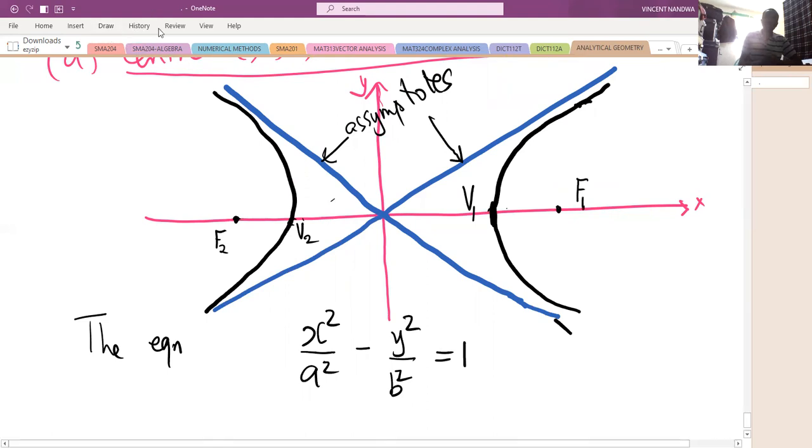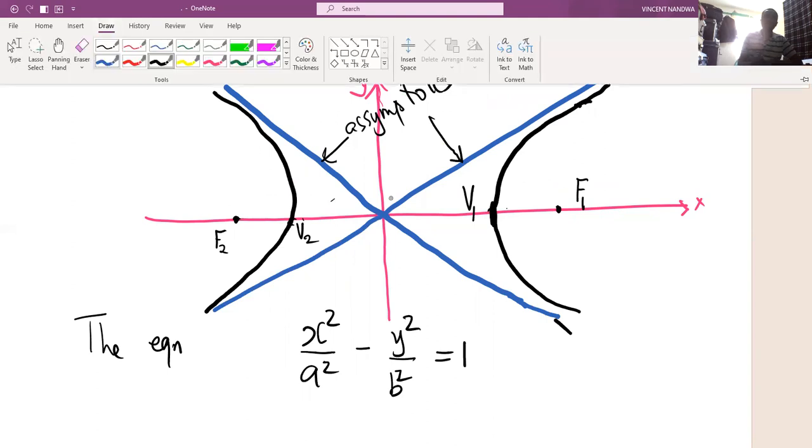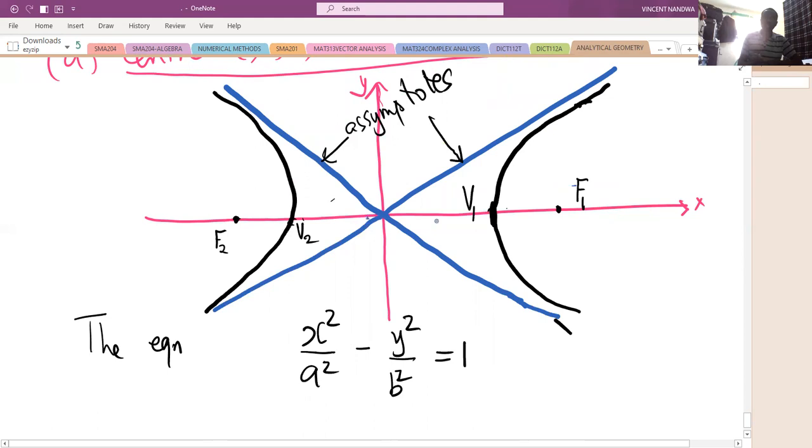And then customarily, the focus is always c units from the center. So remember, this is our center. So this is (c, 0). This is (a, 0). This is (minus a, 0). This is (minus c, 0).